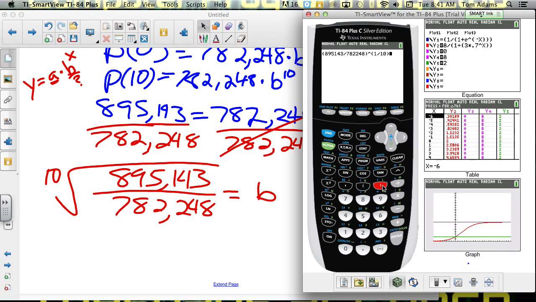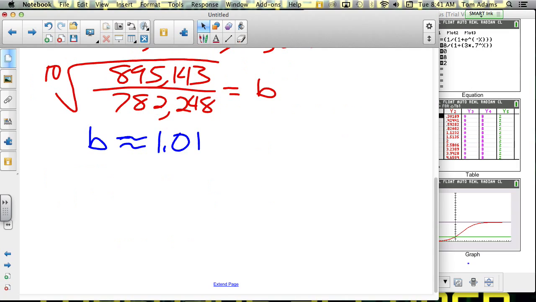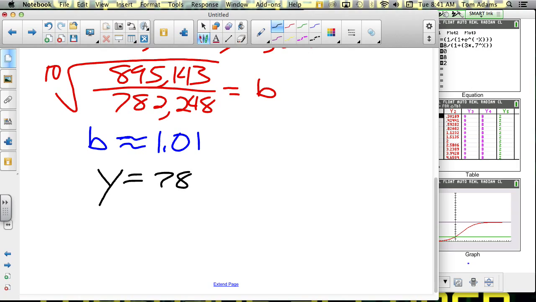So now I'm going to hit enter, and I should get like 1.01. What that means is that b is approximately 1.01. Well, then what would my equation of the line be? What would my graph be? What would my function be that models this behavior? Well, my function should be a, which was 782,248, times b, which is 1.01 raised to the x.